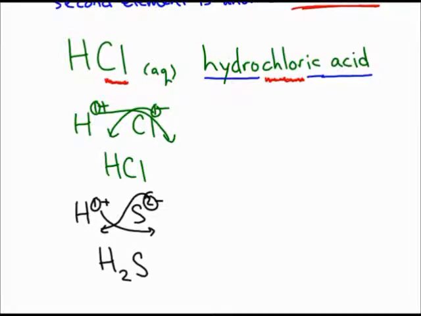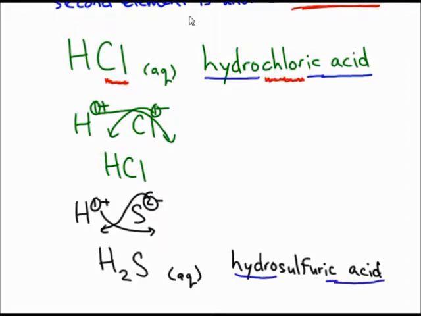Now if I left it like this, I'm not talking about an acid. I would be talking about hydrogen sulfide, or some people might use the Greek prefix method to name it and call it dihydrogen sulfide. But when I put (aq) beside it, now we're talking about the acid. So H2S with the (aq) beside it, we're talking about the acid. This is called hydrosulfuric acid. Binary acids are always named this way. They are always named hydro-something-ic acid. Always.